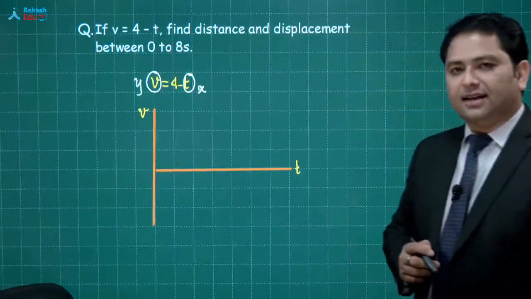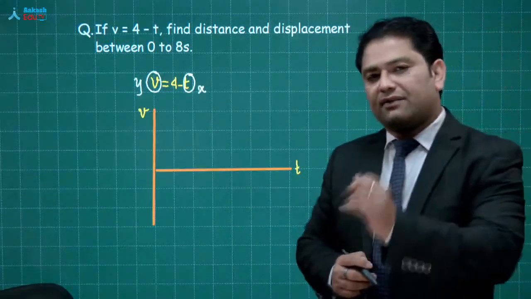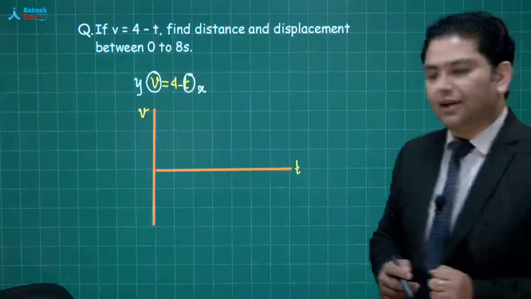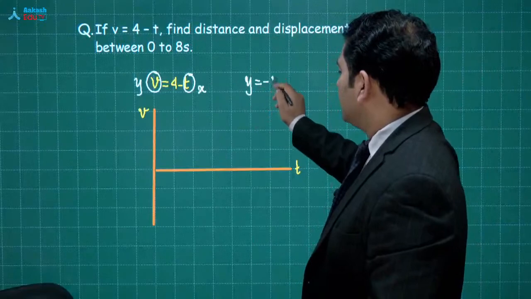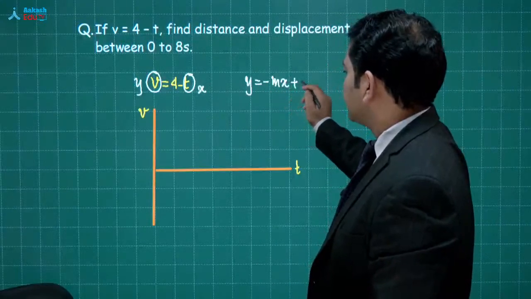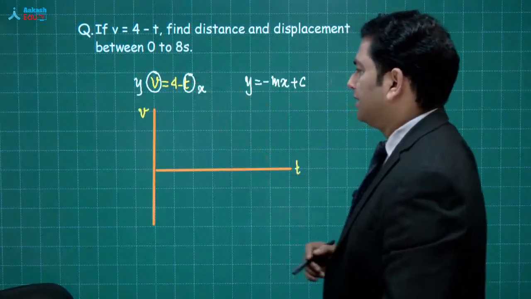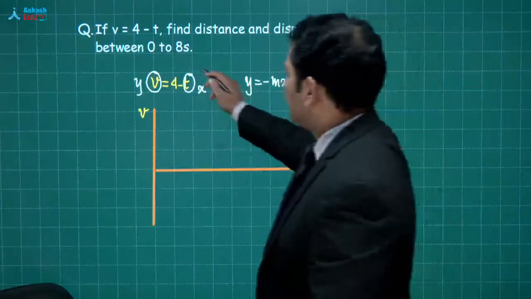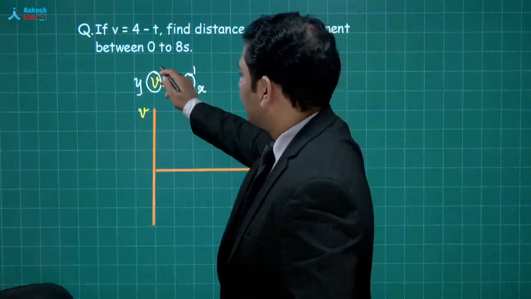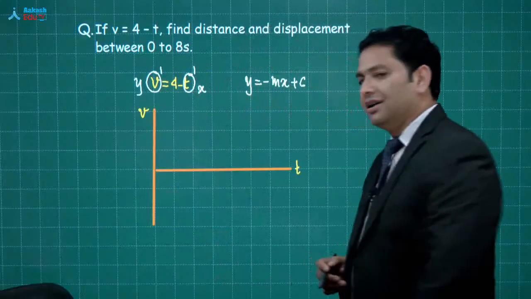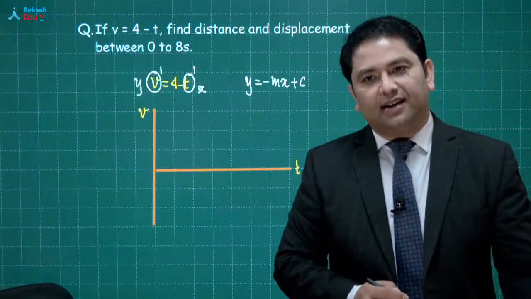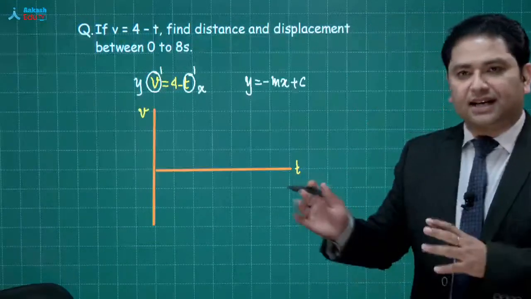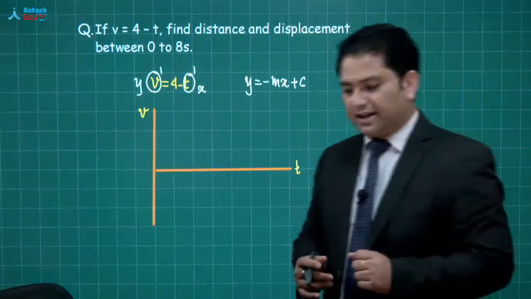So I can see the VT graph is a straight line. क्यों? Because it is in the format of y equals to minus of mx plus c. क्योंकि t का जो power है, that's 1. The power of velocity, that is 1. So it's a clear-cut indication that the graph is a straight line.